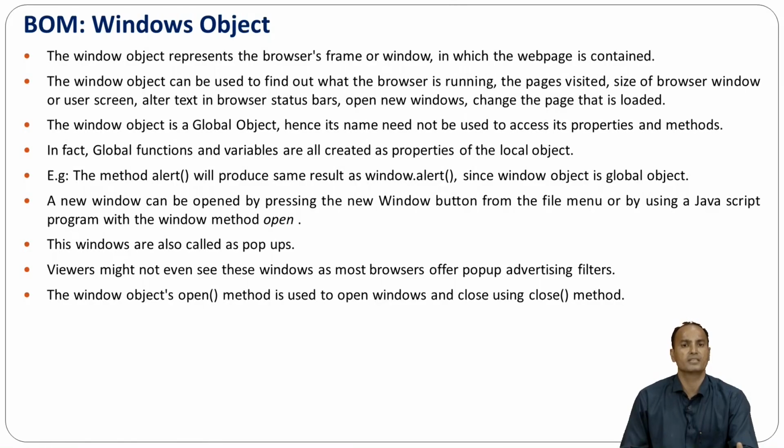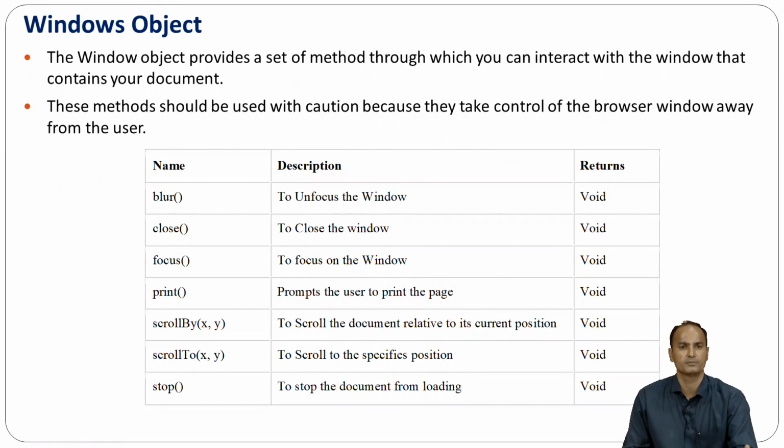The window object is a global object, hence its name need not be used to access its properties and methods. As we already discussed, alert, prompt, and confirm are functions of the window object, but we are not using window to invoke those functions or methods. In fact, global functions and variables are all created as properties of the window object. Viewers might not even see this window, as most browsers offer pop-up advertising filters. The window object's open method is used to open a window and the close method is used to close it.